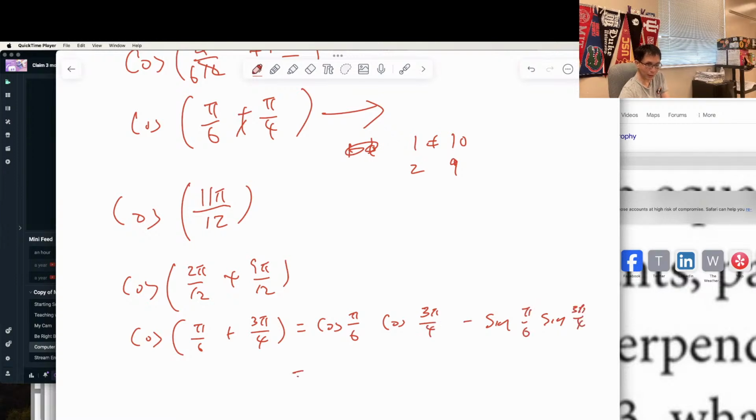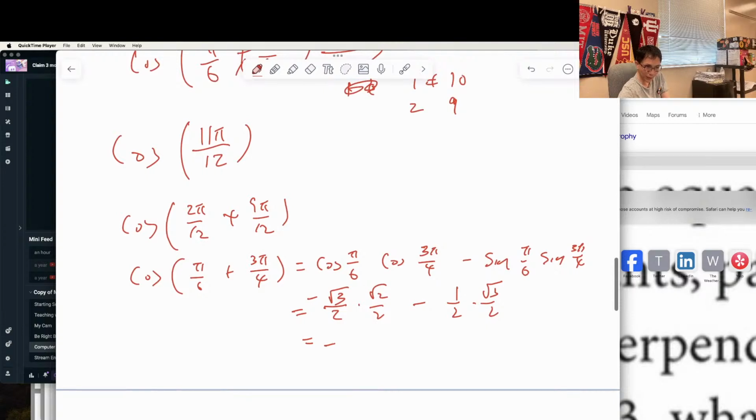And this is a minus. So cosine of pi over 6 is what? Square root of 3 over 2, right? What's cosine of 3 pi over 4? Square root of 2 over 2, negative, right? Minus 1/2 times square root of 3 over 2. So that is equal to negative square root of 6 over 4 minus square root of 2, or square root of 3.